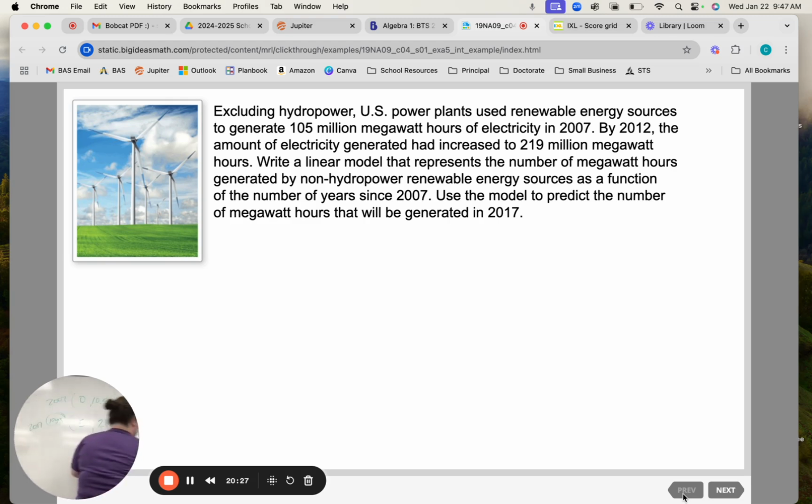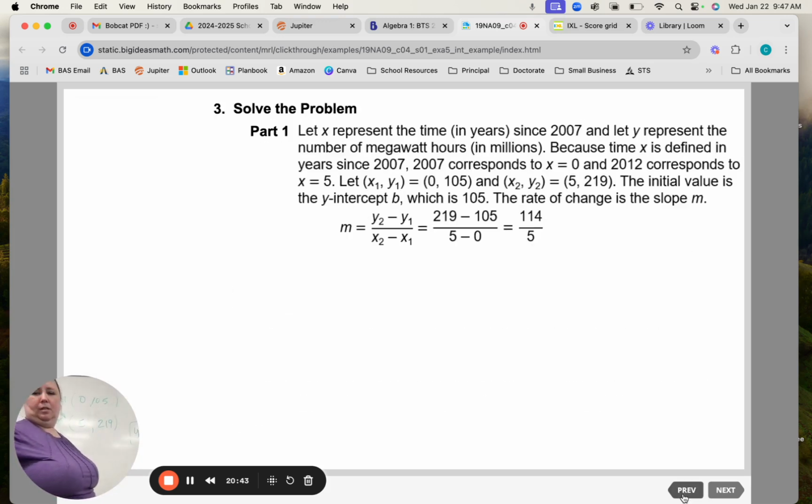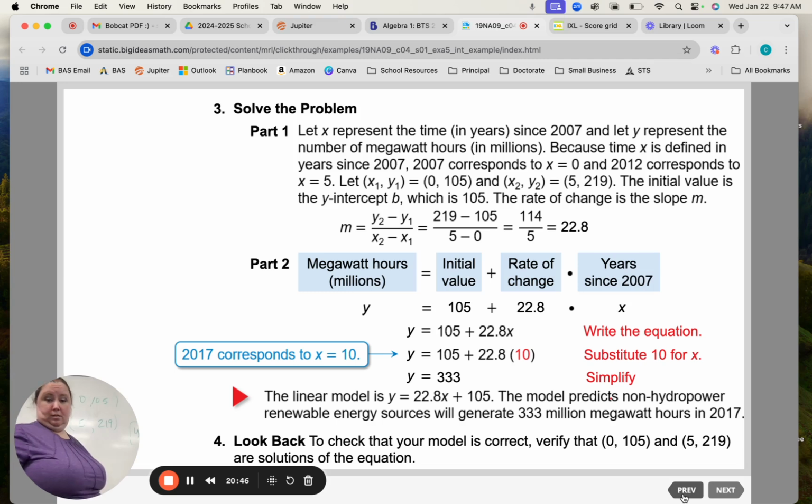228. Plus 105, 333. She's using her calculator, which you're allowed to use. 333 what? This is a word problem. Megawatt hours. Can we put MWH? Let's see what the abbreviation for megawatt hours is. Million megawatt hours. Sure. I'm just going to write million megawatt hours. So what did you decide their answer was? 333 million megawatt hours.